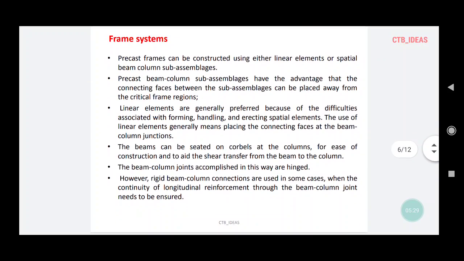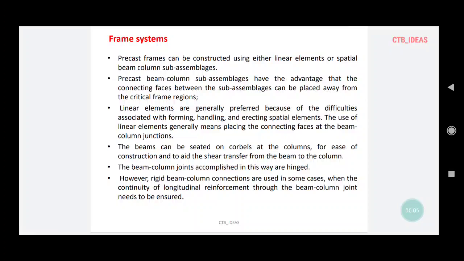Then you have frame system. So what happens in frame systems is you have precast frames. Precast frames can be constructed using either linear elements or special beam column sub assemblages. Precast beam column sub assemblages have the advantage that the connecting faces between the sub assemblages can be placed away from the critical frame region. I will show you the image and then you can understand what's going on in this particular type of construction system.